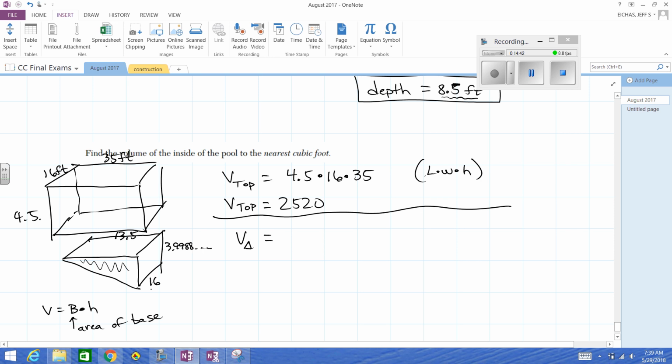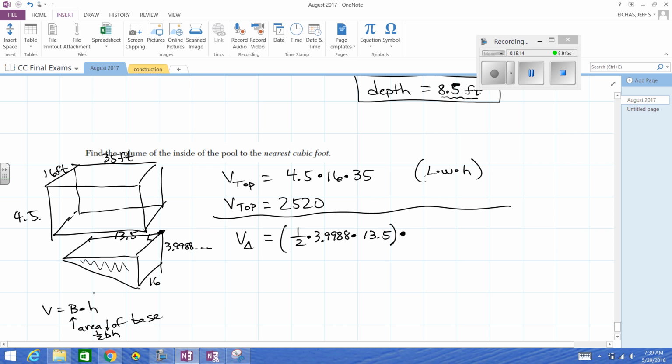Now the base is a triangle. So you have to do 1/2 times base times height. Now that b is different, it's a lowercase. That indicates one of the sides that makes the right angle. So I'm going to call that base the 3.998 number. So I've got to start out with 1/2 times the base, which is that 3.9988 number, times 13.5 for the height of that triangular prism.